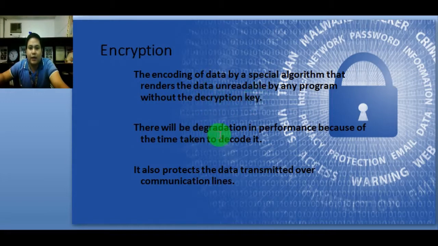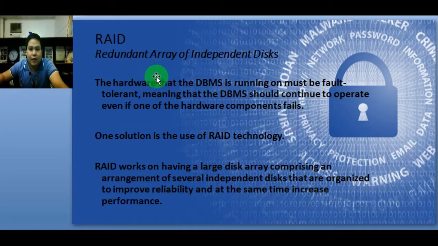There will be a degradation in performance because of the time taken to decode it. It also protects the data transmitted over communication lines. Then RAID, or redundant array of independent disks: the hardware that the DBMS is running on must be fault tolerant, meaning that the DBMS should continue to operate even if one of the hardware components fails. One solution is the use of RAID technology. RAID works on having a large disk array comprising an arrangement of several independent disks that are organized to improve reliability and at the same time increase performance. And thank you.